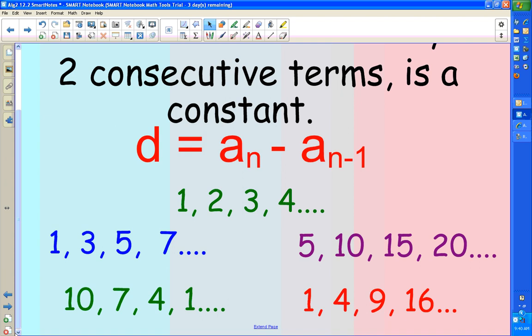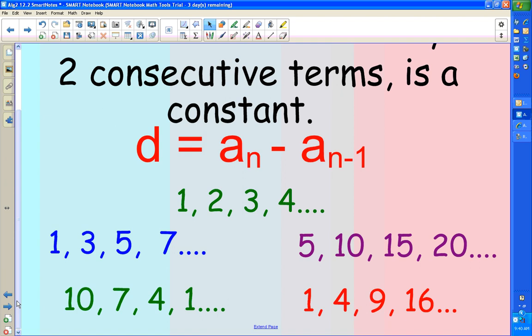How about the blue sequence? Is that an arithmetic sequence? Yes. What's the common difference? 2. How about the purple sequence? Common difference of 5. How about the green? Now, it's really important that you recognize that it's 7 minus 10, 4 minus 7, 1 minus 4. The common difference is negative 3. It's negative, not positive. Don't do big number minus small.